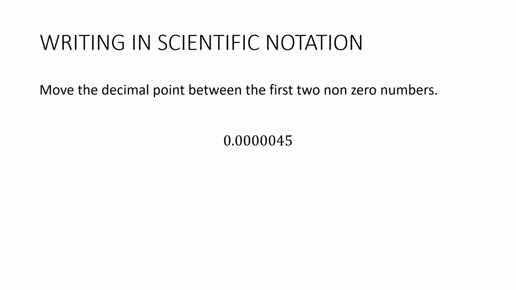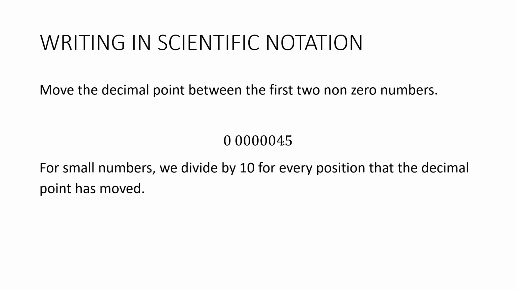It's the same for small numbers. We move the decimal point to sit between the first two non-zero numbers. Then we're going to divide by 10 for every position that the decimal point has moved. So let's count those. This is where it was. 1, 2, 3, 4, 5, 6. So we're going to divide by 10 to the power of 6.